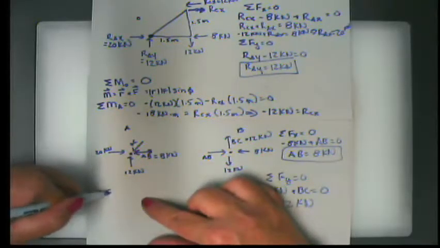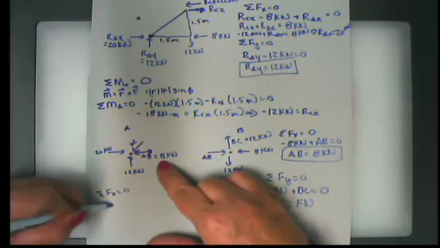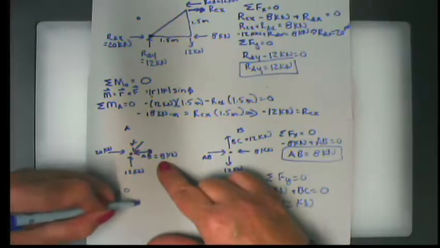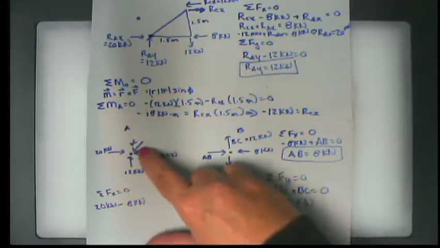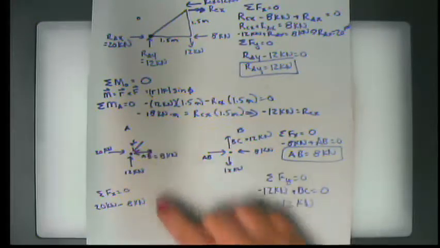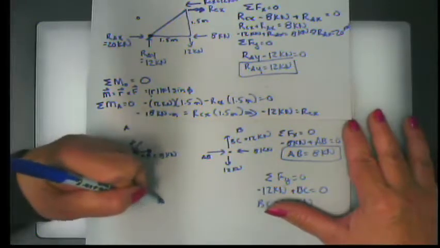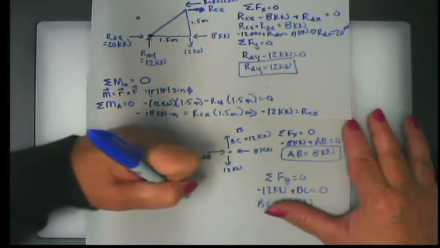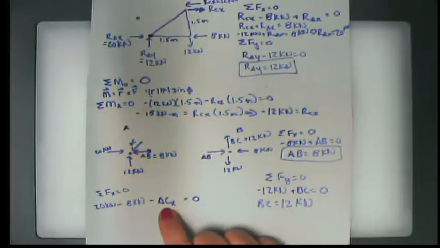Summation of forces in X equals 0. We have 20 kilonewtons minus 8 kilonewtons. This force, the 12, does not have any X component, but AC does. AC has an X component. The way I have it drawn, the X component is negative, so I say minus AC in the X direction, and those three things together have to sum to 0. Now I'm going to have to do trig to find out what this X component is, and I can find it entirely just from the X direction.